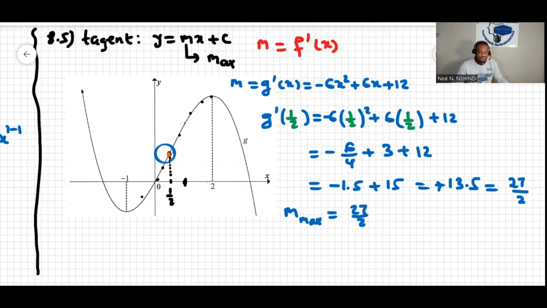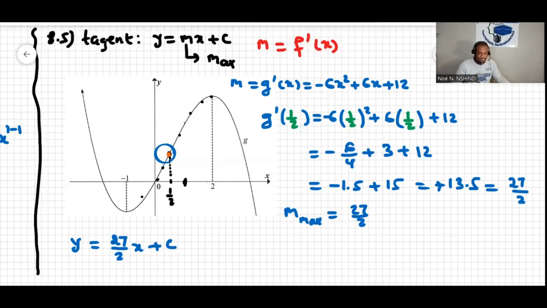Now, if I need to find the straight line, the tangent line, as was given here, y equal to mx plus c. So I say y equal to 27/2 x plus c. Remember, c is the y-intercept of the straight line. Now, to find the value of c, I need to find a point, because the tangent line must pass through it. The tangent line is this line.